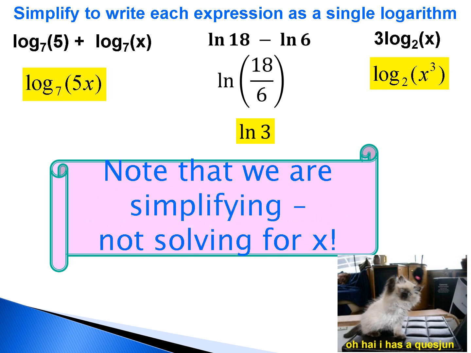Now, the one thing I want to point out here is note we are simplifying. We are not solving for x. We're not evaluating these. We are simply simplifying. So if it says to condense or expand, that's simplifying. If it says to evaluate, that's when you're going to take it that step further and solve that logarithm. So we'll look at one of those at the very end of our lesson.